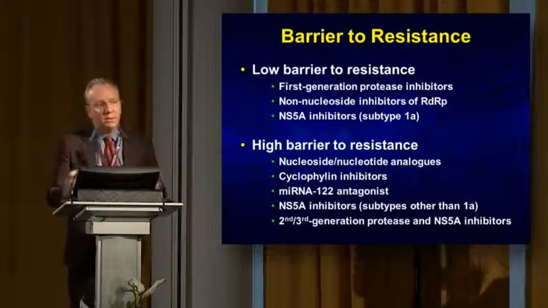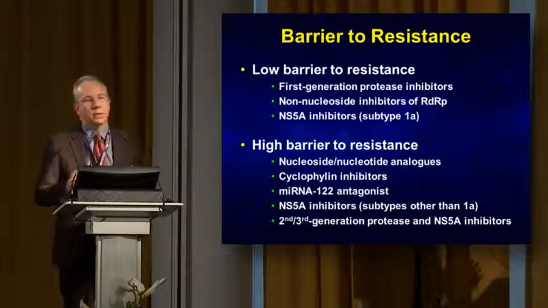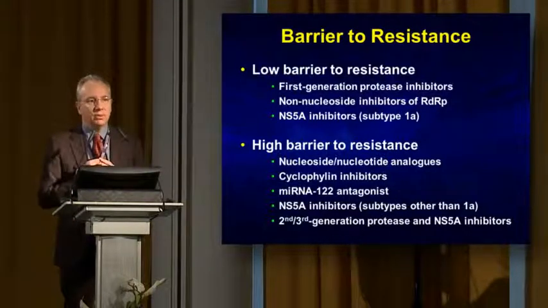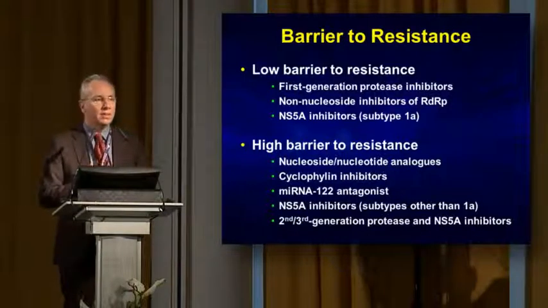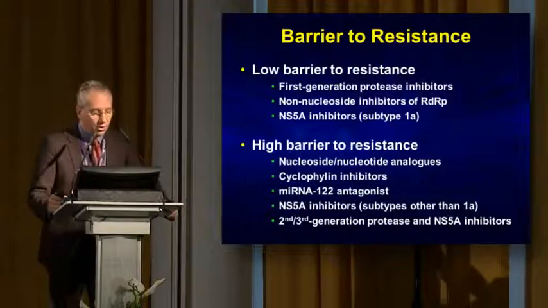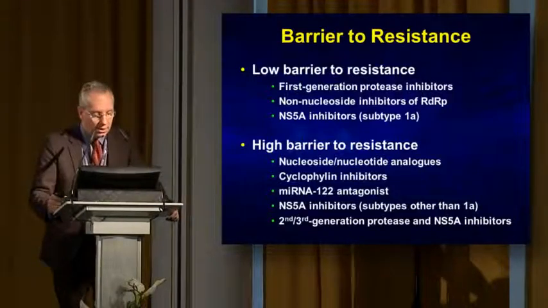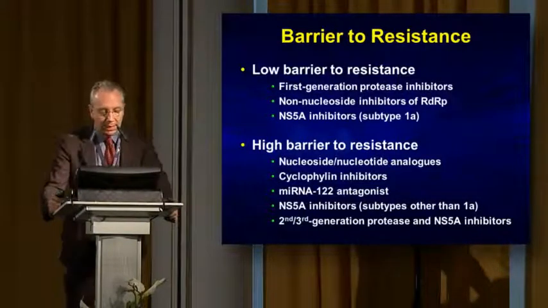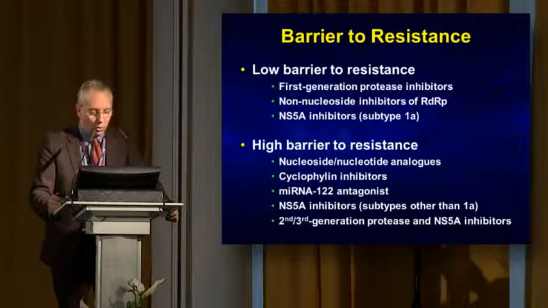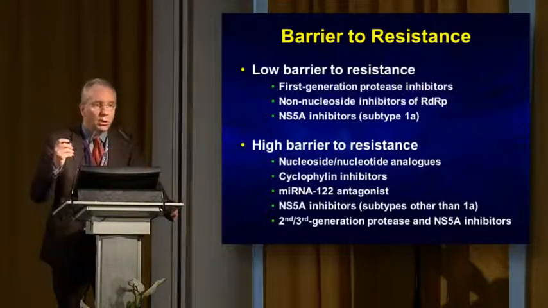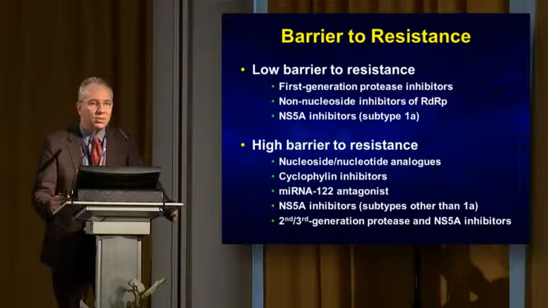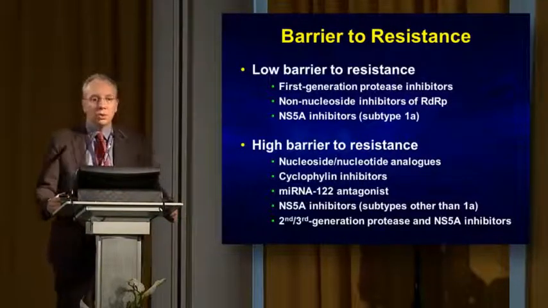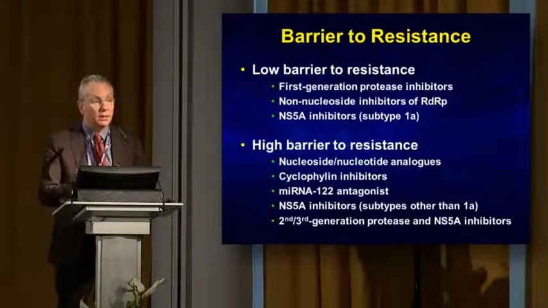So if we summarize, there are different classes of drugs. Some of them have a low barrier to resistance. This means that they can select very easily for resistant viruses if they are used alone as monotherapies. This includes the first-generation protease inhibitors, the non-nucleoside inhibitors of the RNA-dependent RNA polymerase, and for the NS5A inhibitors, only the case of subtype 1A. These drugs are good anyway. The fact that they have a low barrier to resistance just indicates that they should not be used alone, but they can be used very confidently in a combination.